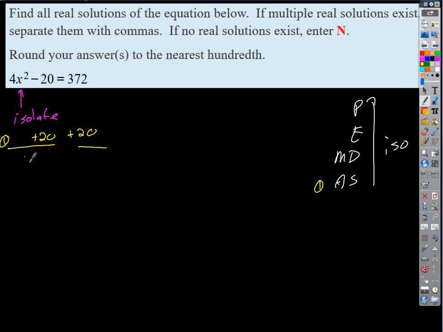And that's going to give me 4x squared equals what? 392. Okay. Now what about step 2? What's that stand for? Multiply and divide. Multiply or divide. What do I need to do? Do I need to multiply or divide to get that x by itself? Divide by 4. So step 2, we'll divide by 4 and get x squared equals 98. Okay? So now, what about step 3? That's a weird one.